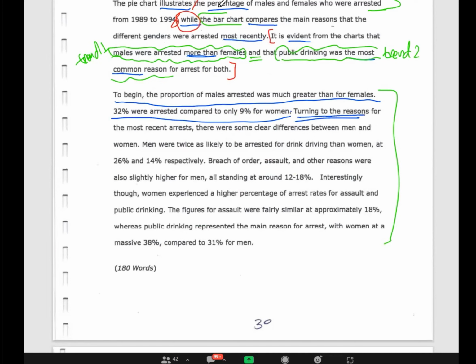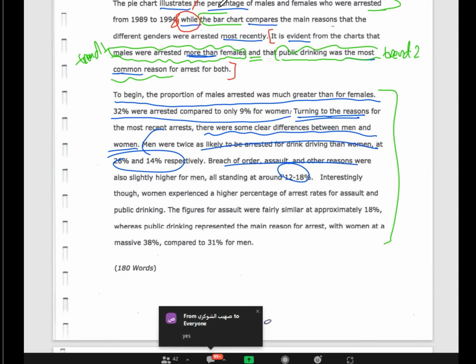Turning to the reasons, there were some differences. Then you start to describe from general to specific. General to specific. You understand? No, it's easy, actually, it's easy.